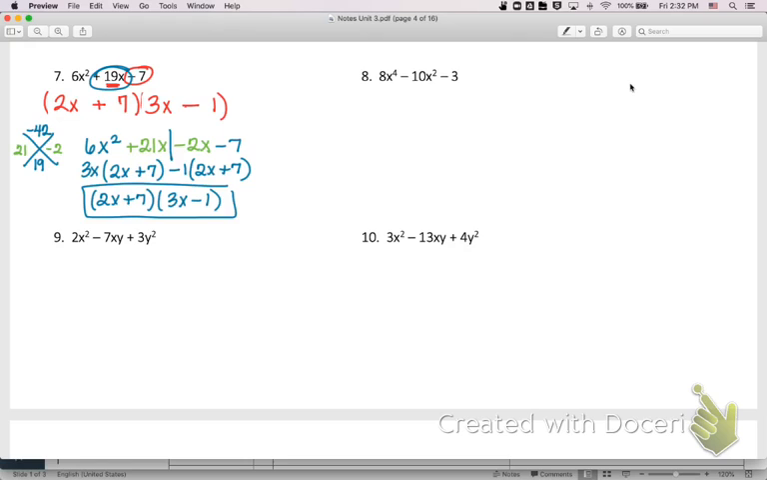And there's our factors. And so you can see we got the same thing that we did when we guessed and checked. Let's do it that way on number 8 as well.